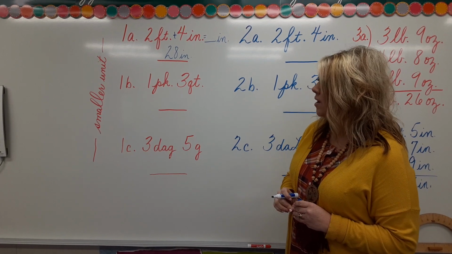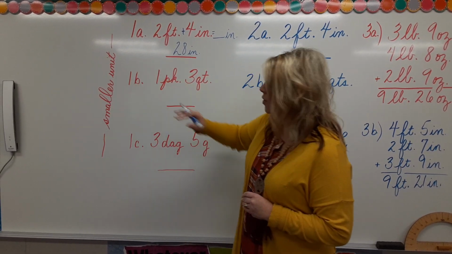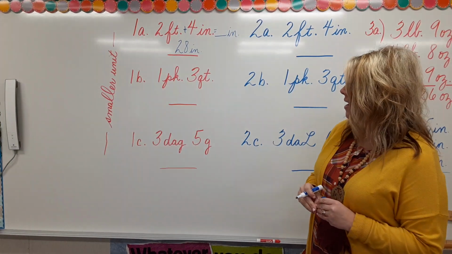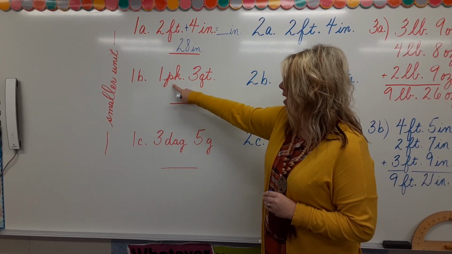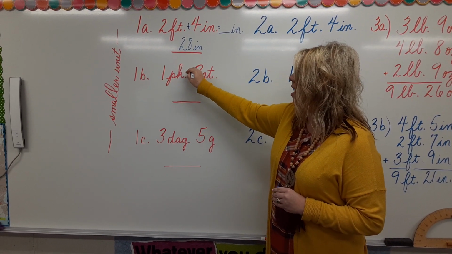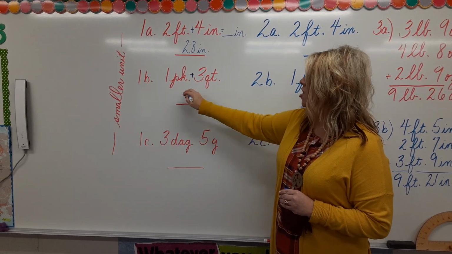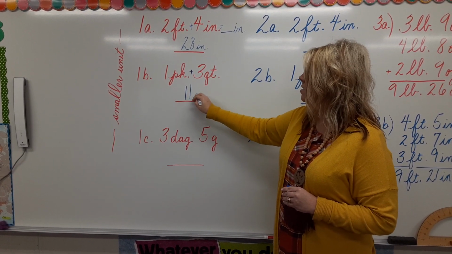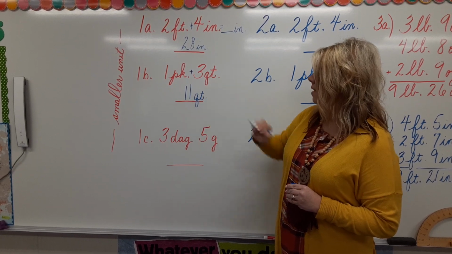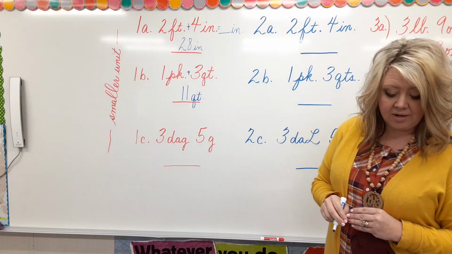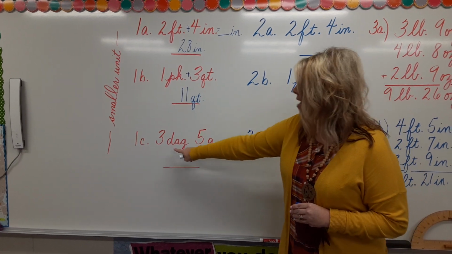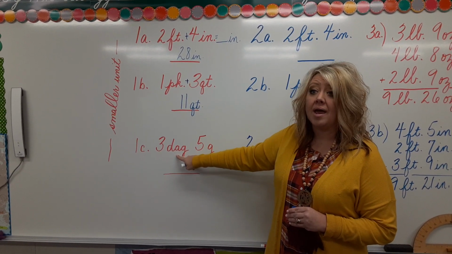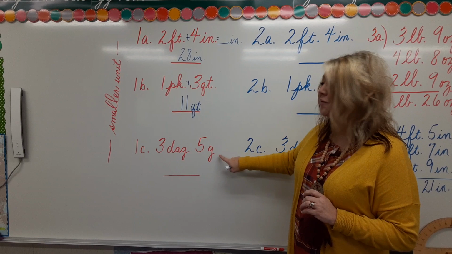1 peck, 3 quarts. We're going to the smaller unit. So how many quarts would that be? Well, there are 8 quarts in 1 peck. So we've got 1 peck or 8 quarts plus the additional 3, which would give us 11 quarts. 1C, let's take a look at that one. Hopefully you got the first ones correct. Here we have 3 decagrams and 5 grams.